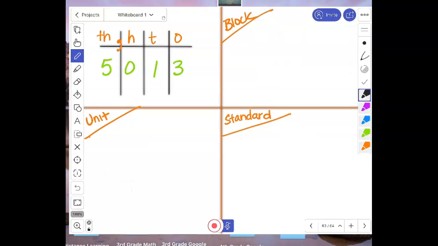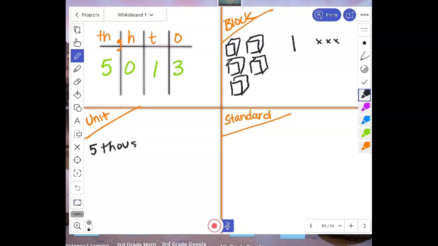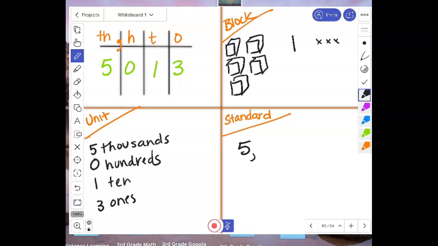Let's do another one. Okay. 5 thousands. Okay. 0 hundreds, so I don't draw any. 1 ten and 3 ones. So I have 5 thousands, 0 hundreds, 1 ten, 3 ones. So that is 5,013.